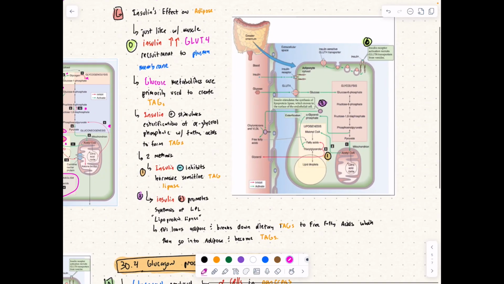All right, so this is a lot of repeating the same stuff. Adipose tissue, let's just look at the broad strokes. We use glucose to make triacylglycerides, and we're going to inhibit the breakdown of triacylglycerides, so inhibit hormone-sensitive lipase, and then promote the production of lipoprotein lipase, and you can see that inserted here. If you're promoting lipoprotein lipase, this is going to break down dietary triacylglycerides into free fatty acids, which can then be taken up into the adipose cell and converted into a storage form as triacylglycerol.